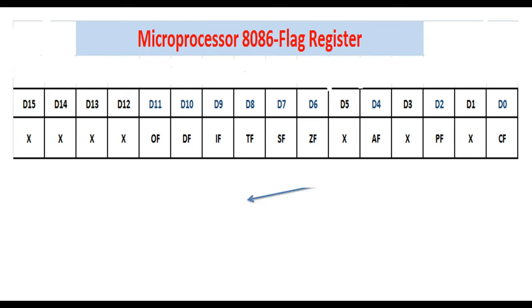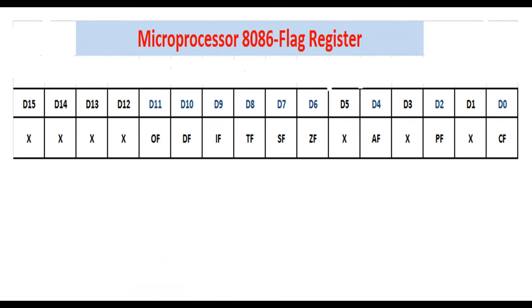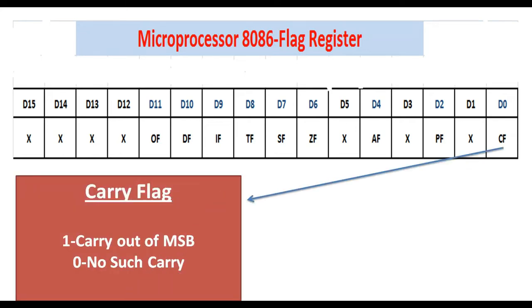So the first flag from the conditional flags is CF from the D0 bit, that is the carry flag. So what is the carry flag? This flag indicates an overflow condition for arithmetic operations. The carry flag is set if there is a carry out of the MSB position resulting from an addition or subtraction operation. Otherwise it is reset, or set to 0. If there is a carry from D15 onward, then this flag will be set, and if carry is not generated, then it will be reset.